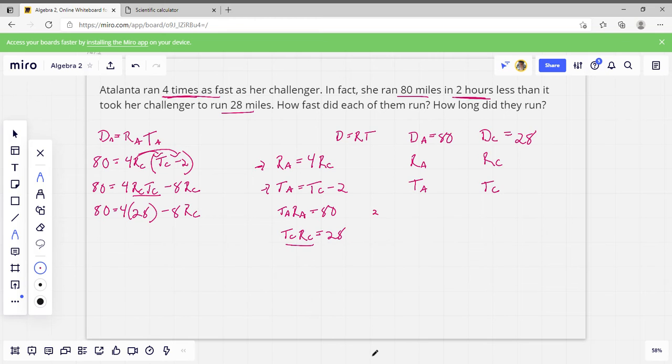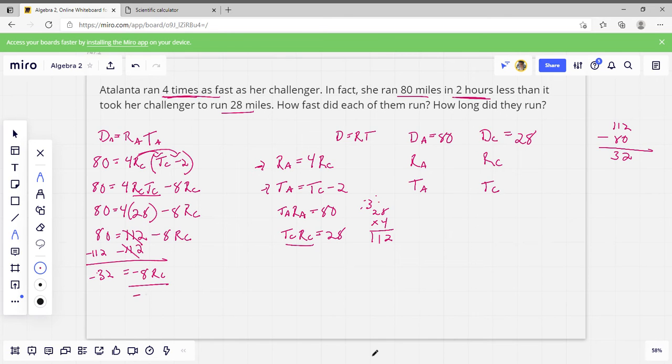4 times 28. 8 times 4 is 32. 4 times 2 is 8, 9, 10, 11, 12. 9, 10, 11, 112. 80 equals 112 minus 8 RC. Now we're going to subtract that from both sides. 8, 9, 10, 11, 32. And that's negative 32 equals negative 8 RC.